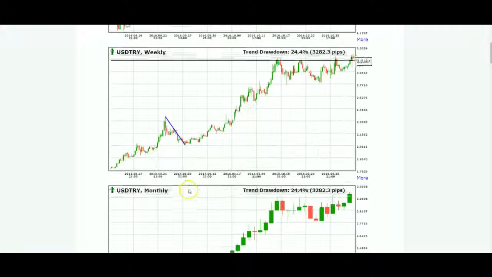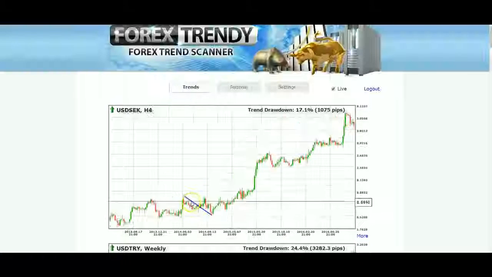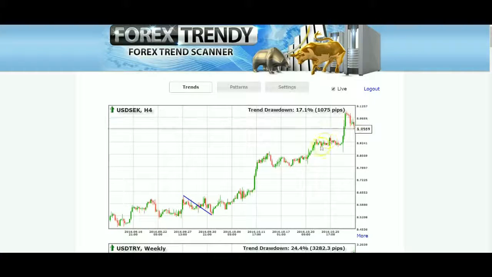So regarding Forex Trendy, I'm never going to enter a market purely based on, okay, here's a trend with a 17% drawdown, I'm blindly going to enter this market. But what it does give me is it makes me look at currency pairs that I don't normally look at, like the USD SEK here. So in this case, I see, okay, this is quite consistent. It's got a less than 20% drawdown.